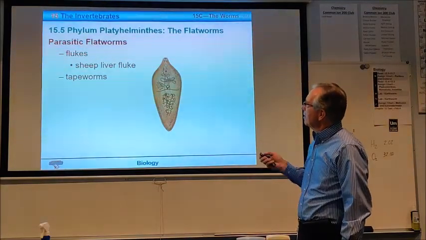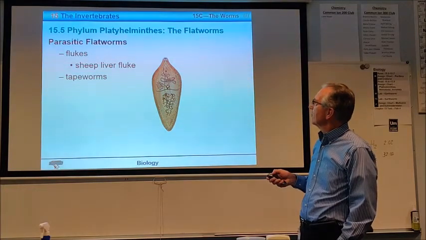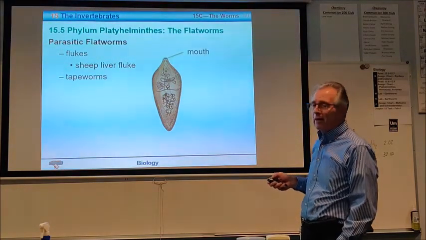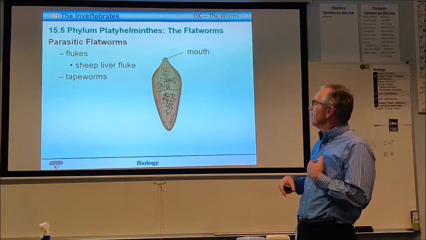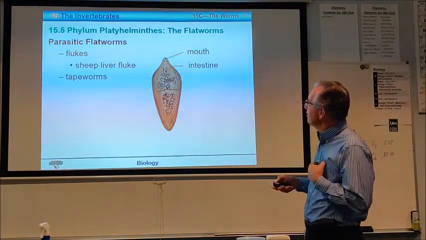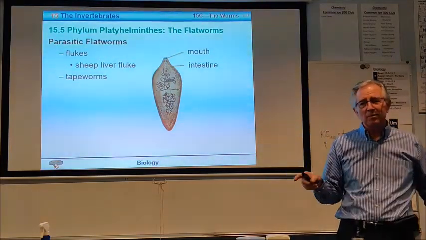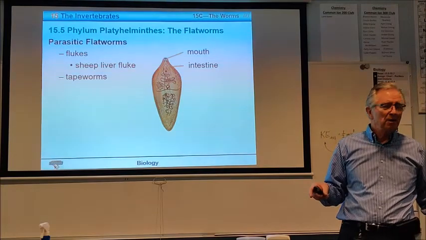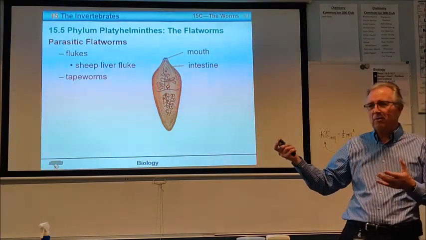Okay, so here is like a diagram of a sheep liver fluke. It does have a mouth end for taking in food. It does have an intestine, not the elaborate intestine that planaria had, because most of its food is already in a form that it needs.